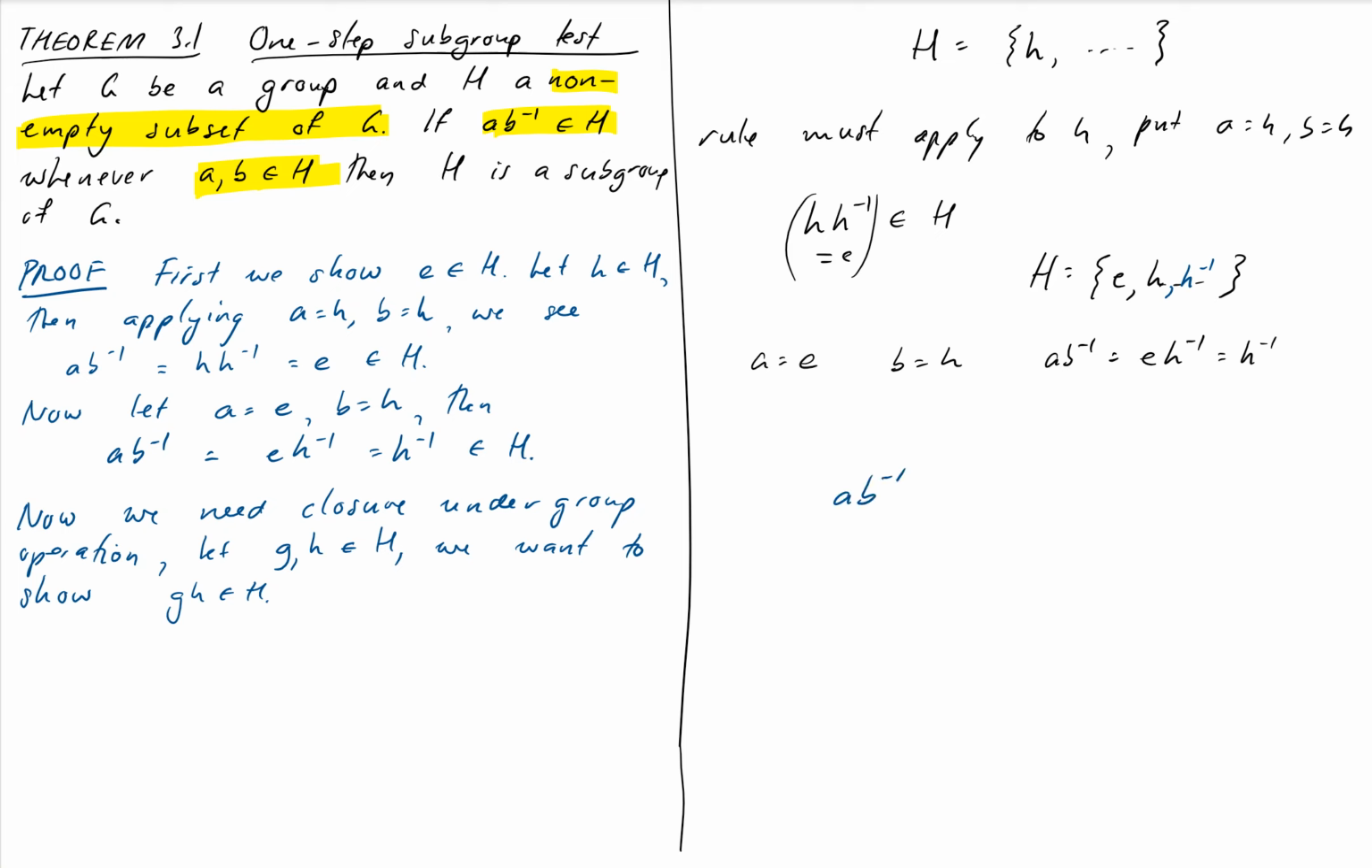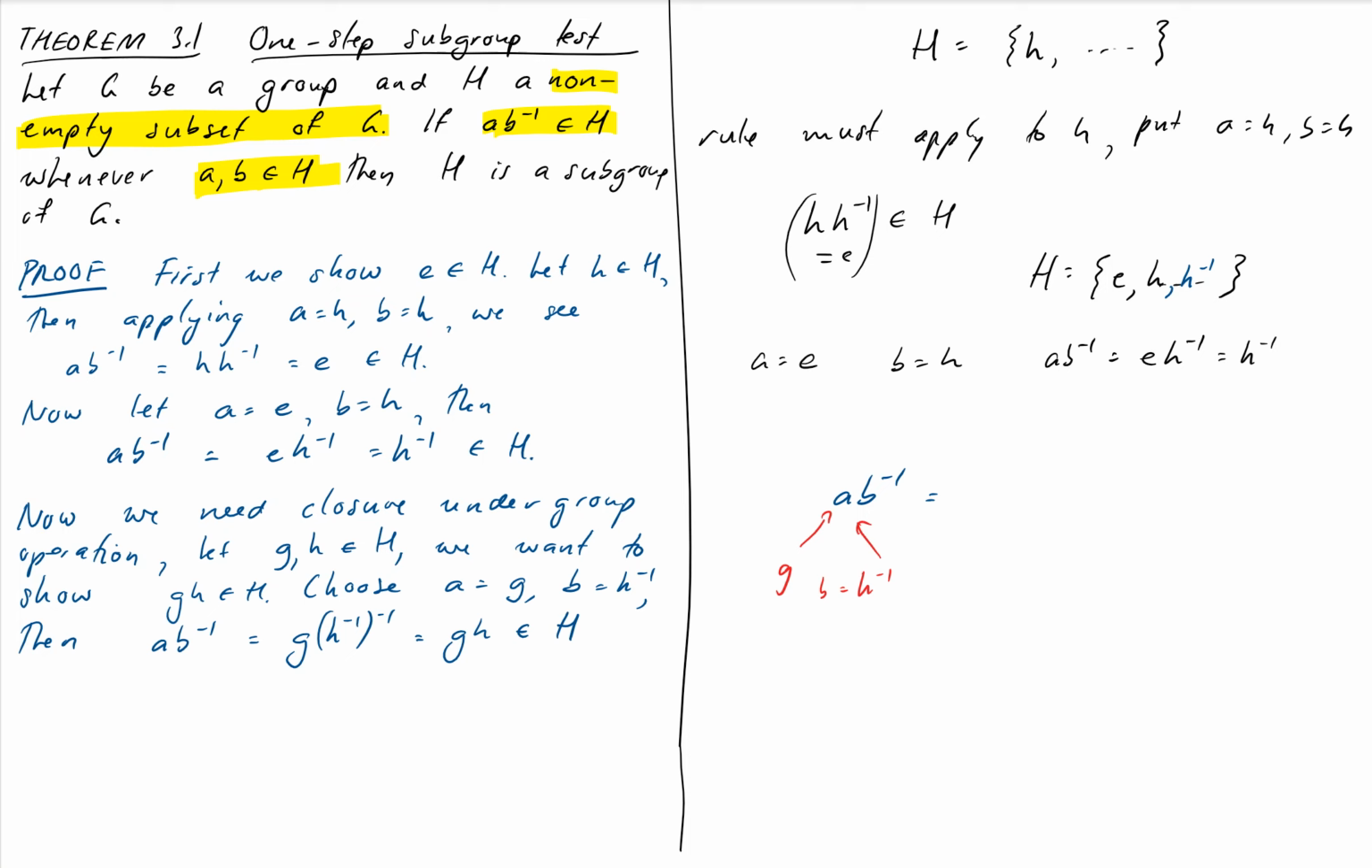We've shown that. So we're again going to be a little bit creative with the rule. We've got A, B inverse, and it's just going to be the right choices of A and B to get us GH. So I'm going to stick G into A, and I'm going to stick H inverse into B, because when I take the inverse of that, I'll get back to H again, and so I'll get the GH that I want. So choose A equals G, and B equals H inverse, then it follows that AB inverse is equal to G H inverse inverse equals GH, which is a member of H by the rule that we've been given in the theorem statement.